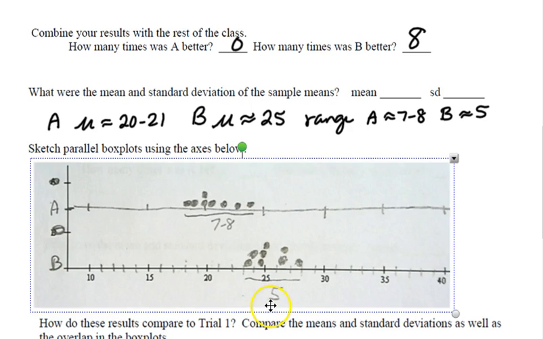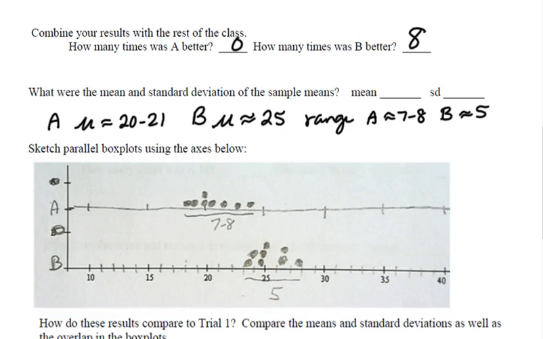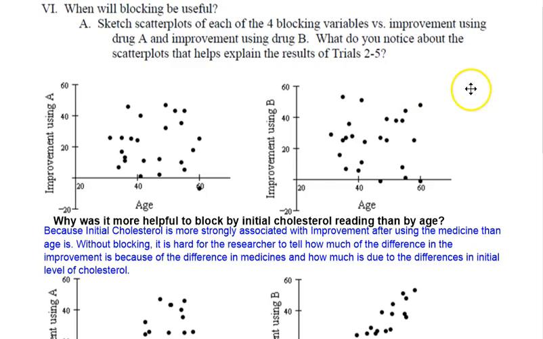Everybody in the group saw that B was better than A. Now, why does this work this way? Taking all of the 24 people and plotting their age against their improvement using drug A and their age against their improvement using drug B, we can see that there is almost no correlation at all between age and improvement using A or improvement using B. Both of those would have a very low R value. There's almost no association at all.